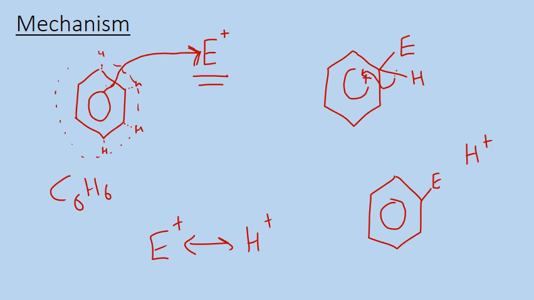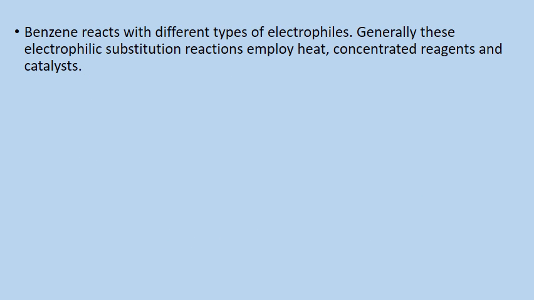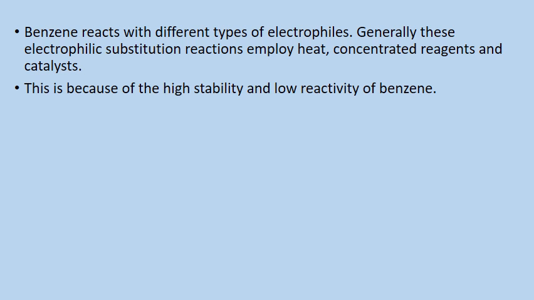So this is an electrophilic substitution mechanism, and it's the same mechanism for both of them. We will only ever see this mechanism for benzene and nothing else. So this is the only mechanism for benzene. Okay, so benzene will react with different types of electrophiles, and usually we require quite concentrated reagents and a catalyst is needed. Okay, so they're not very reactive, basically, benzenes. They do require catalysts in order for those reactions to take place. And that's because benzene is not very reactive due to the stability.